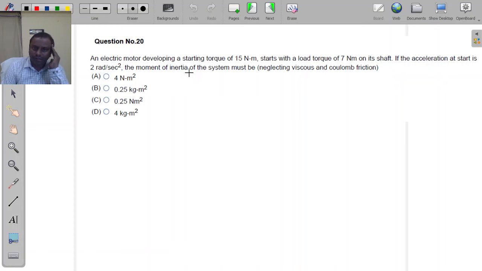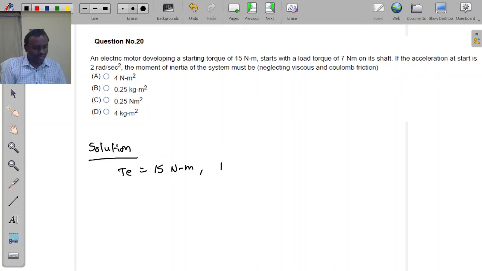An electric motor develops a starting torque of 50 Newton meter, starts with a load torque of 7 Newton meter on its shaft. If acceleration at start is 2 radians per second square, the moment of inertia of the system must be, neglect viscous and Coulomb friction. So solution for this: electrical torque is given 15 Newton meter and load torque is 7 Newton meter. And also they are giving acceleration 2 radians per second square. And they are asking to calculate the moment of inertia.